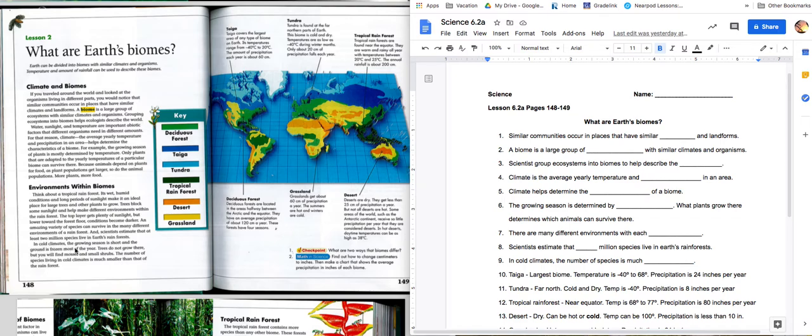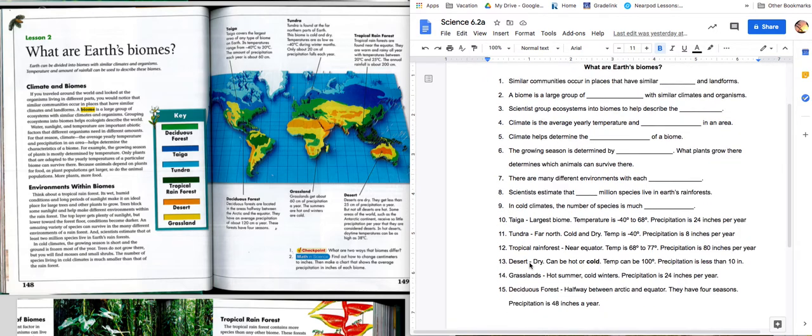In cold climates, the growing season is short and the ground is frozen most of the year. Trees do not grow there. You will find mosses and small shrubs. The number of species living in cold climates is obviously much smaller than that of a tropical rainforest. Okay, so much smaller there of a tropical rainforest. Okay, I'm going to go through the 6 biomes with you guys, and I did some work with you.